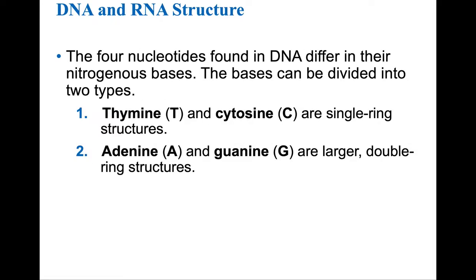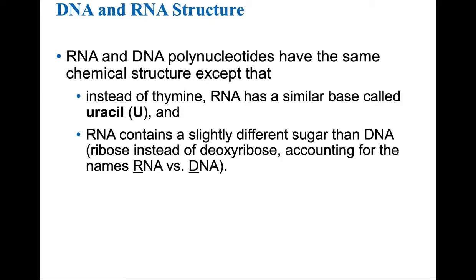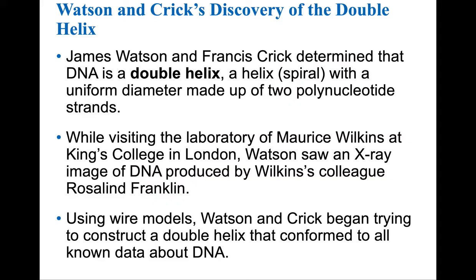Okay. We already know this too, that thymine and cytosine are single rings, mentioned previously, and A and G are double ring structures. So this is a repeat from the past. One more time. Thymine and cytosine are single ring structures, and adenine and guanine are double ring structures. Okay. We already know this slide as well from the previous chapter. We know that RNA has uracil, whereas DNA would have thymine. So again, a repeat.